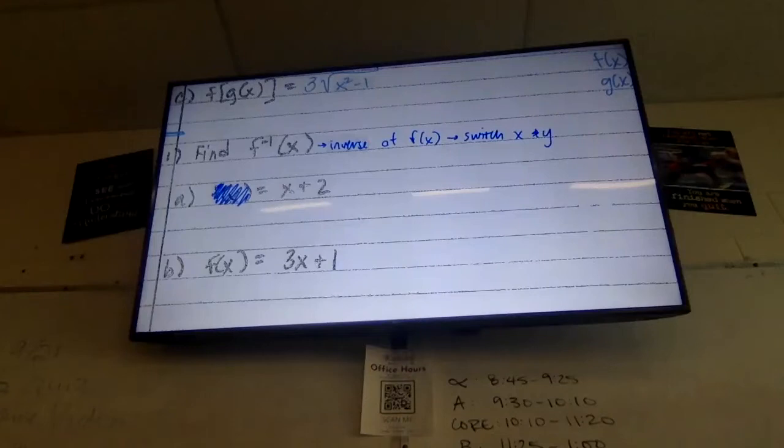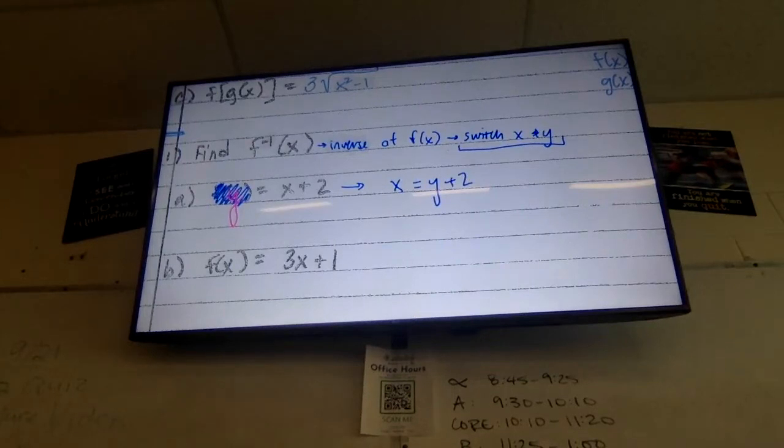Like I just said a second ago, that means we switch our x and our y. In this case, I have my f of x. I know that's the same thing as y, so I can replace my f of x with y. And now I'm going to physically switch those two variables. Instead of saying y equals, I'm going to say x equals. And instead of saying x plus 2, I'm going to say y plus 2.